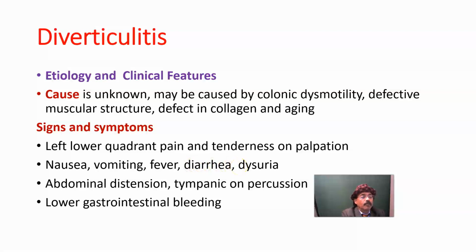The lower part of the sigmoid colon or rectum may irritate the urinary bladder. There may be sinus tract formation. So the urinary bladder may be inflamed and we may get dysuria. Abdominal distension, tympanic on percussion, may happen if there is a little perforation. Lower gastrointestinal bleeding is also an accompaniment of diverticulitis. So again, diverticulitis is the inflammation of the diverticula.